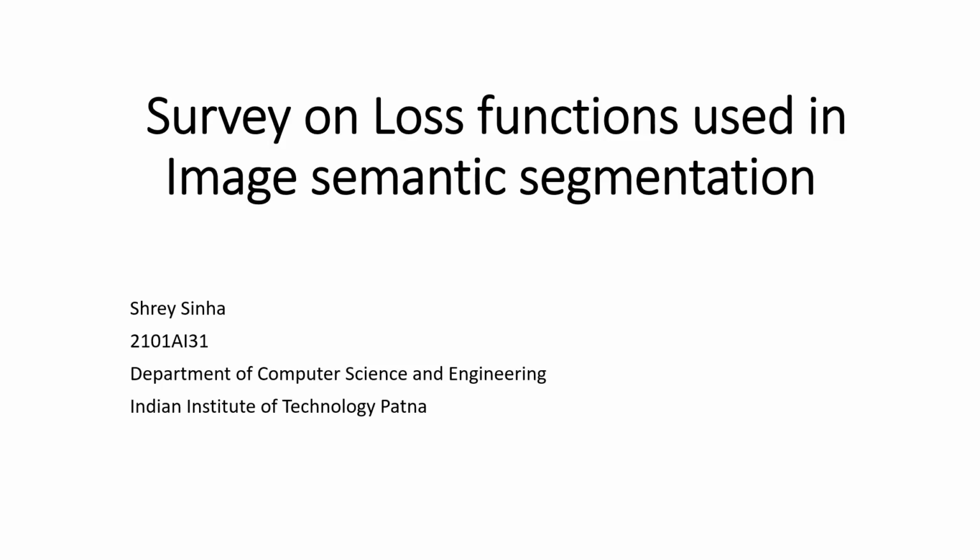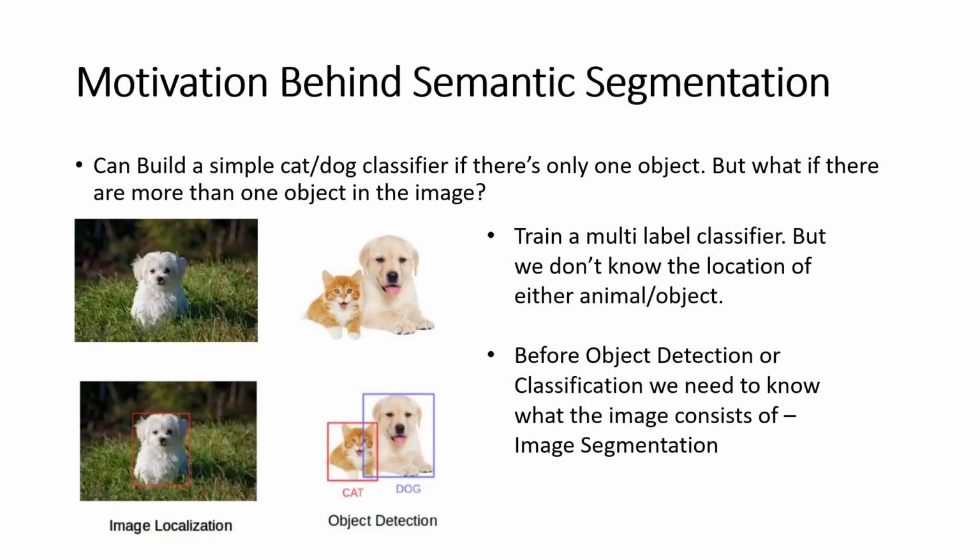I'll be discussing a presentation which will talk about a survey of different loss functions used in image semantic segmentation. So first of all, let's learn why this is required. What is the motivation behind semantic segmentation?